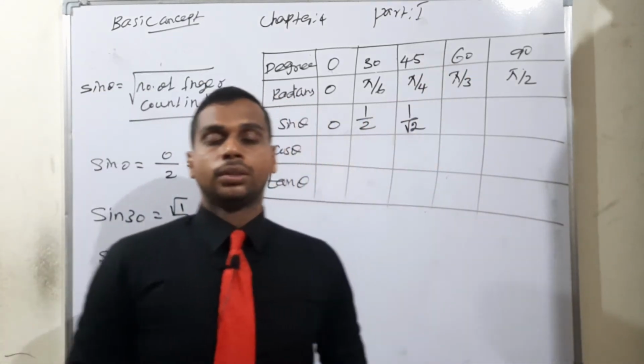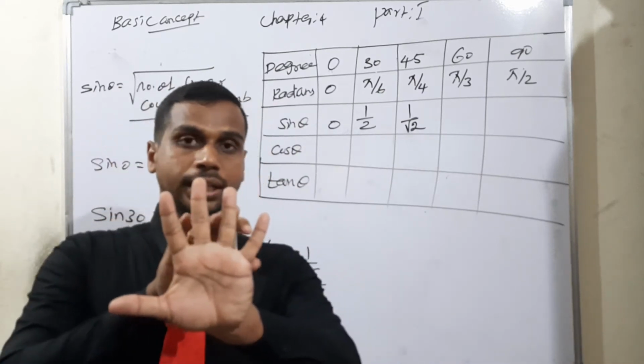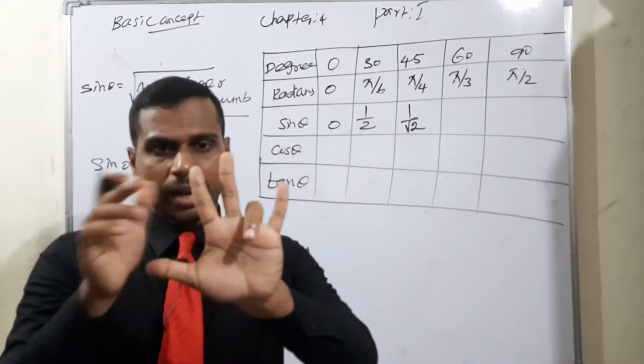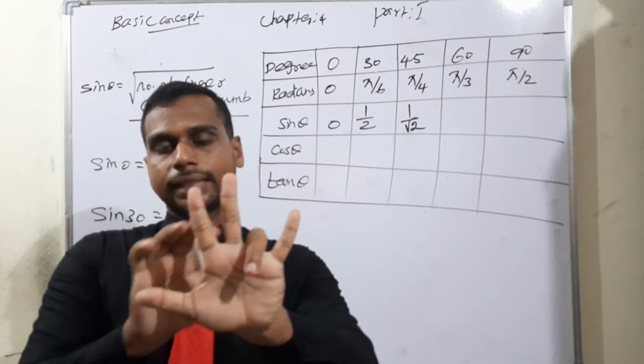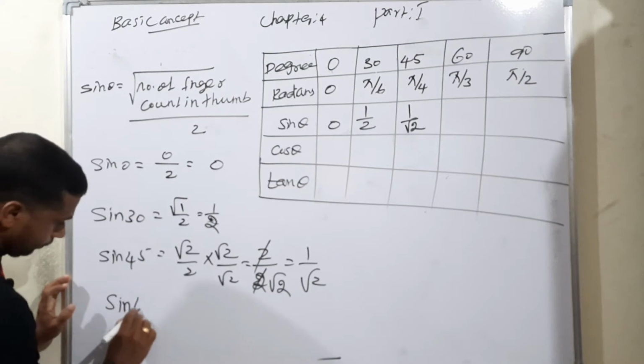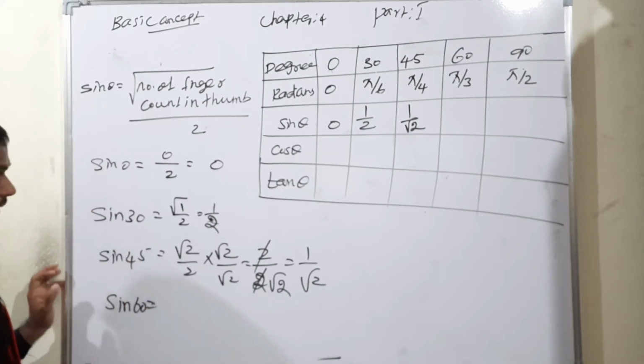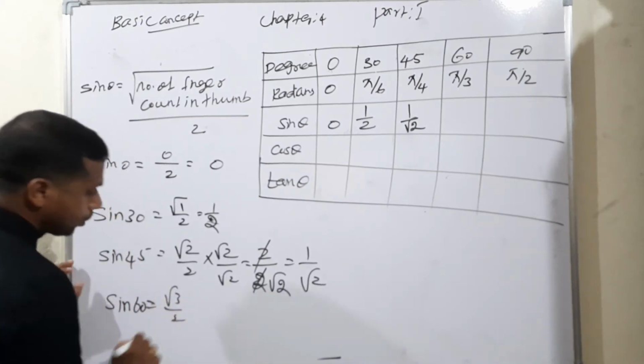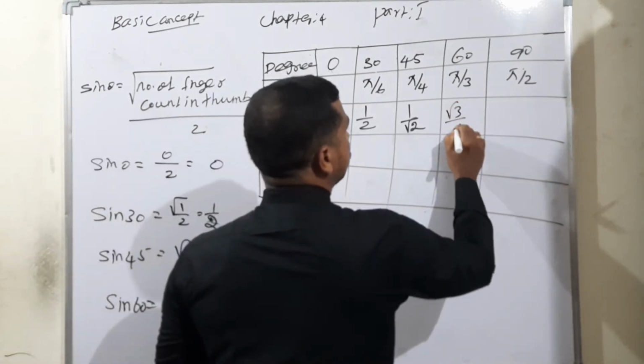I am moving to sin 60. For sin 60, you have to check the ring finger. Check the thumb side, how many fingers remain? 3 fingers remain. Therefore sin 60 is equal to root 3 by 2.